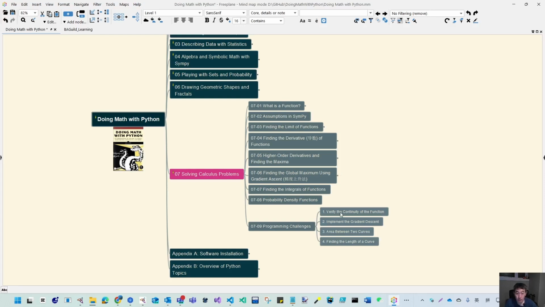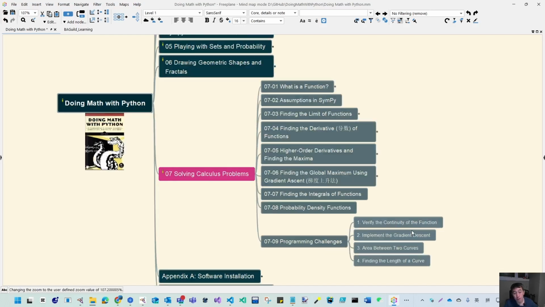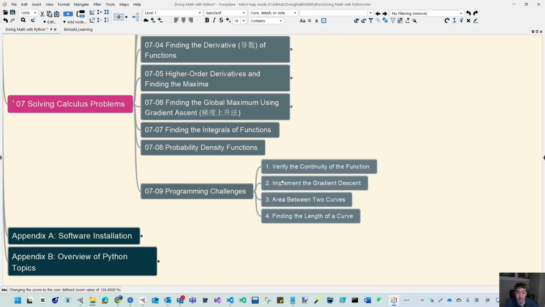So moving forward, we will have 4 programming challenges. We will verify the continuity of the function. So that's the first, in the next video. And then we will implement this gradient ascent and do the inverse one. So let's make that our connection. And we will find the area between 2 curves.